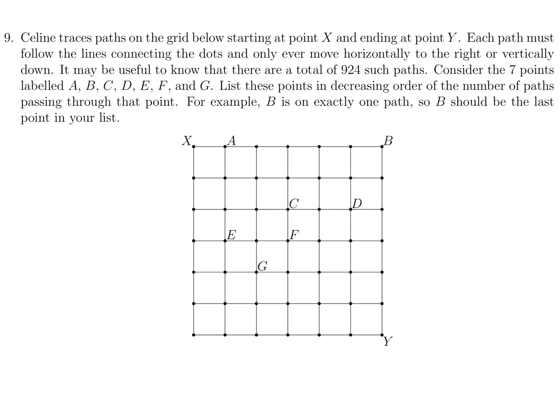Consider the 7 points labeled A, B, C, D, E, F, and G. List these points in decreasing order of the number of paths passing through that point. For example, B is on exactly one path, so B should be the last point in your list.